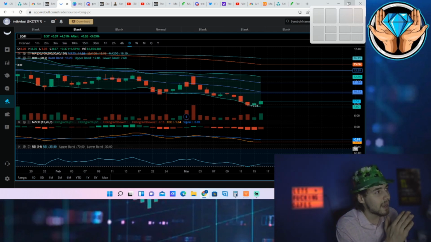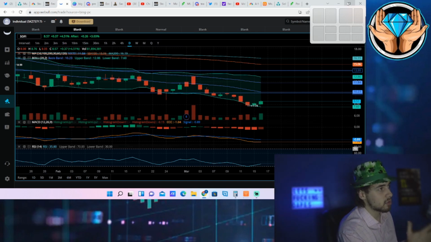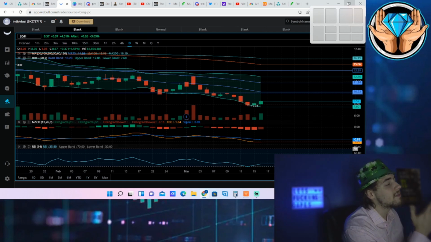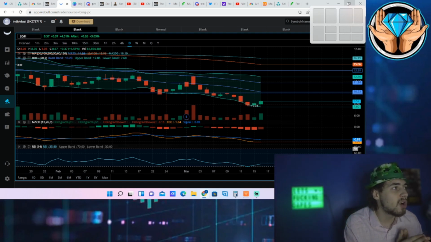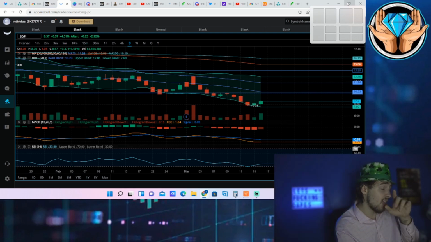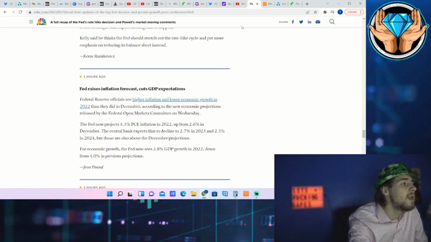SoFi stock is up 4.5% in regular trading, up 3% here in after hours. So this is a really, really good move and a much needed move. What is going on and why is SoFi actually benefiting from this, especially here in after hours? Well, the markets are kind of slow to realize, but the Fed actually said that they only see 2.8% growth for the GDP in 2022, down from 4% in previous projections.